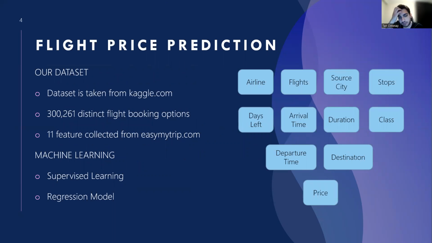Our dataset is taken from Kaggle.com. It has 300,261 distinct flight booking options. As you can see in the right part of the screen, there are 11 features collected from easymytrip.com. This is a supervised dataset, and because we are trying to predict the price of a flight, we will use a regression model.